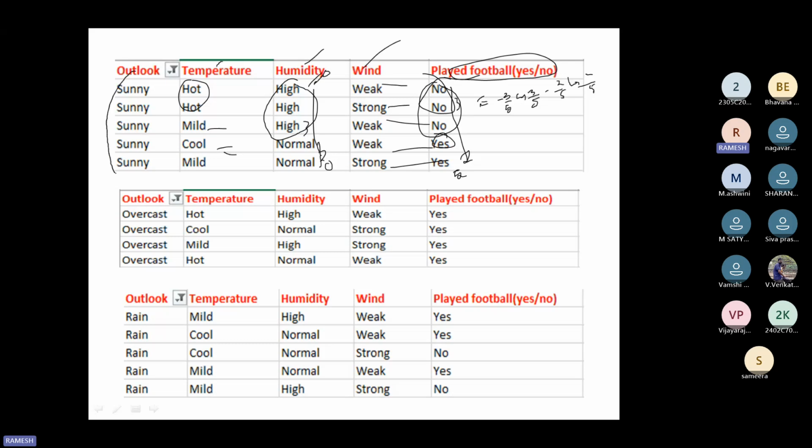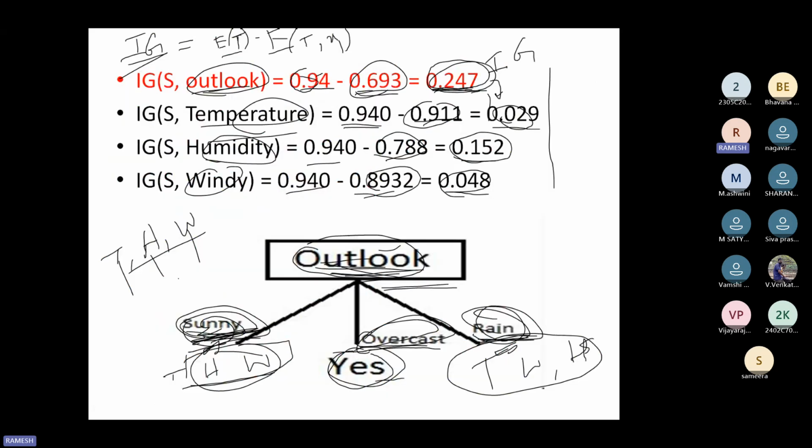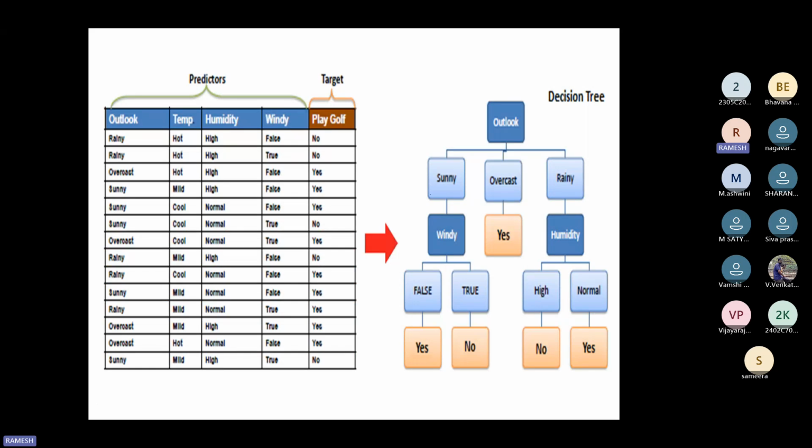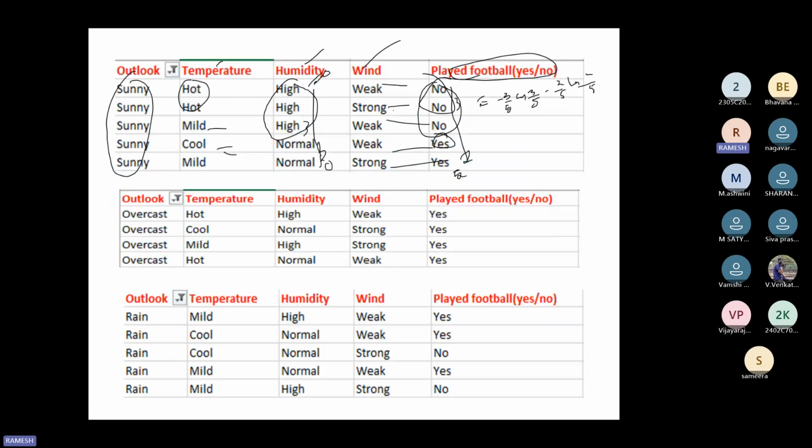For the sunny attribute, when it is sunny we should check wind, which means this one will get the highest information gain. Next, when it is rainy we should check the humidity. As you can clearly observe here, for wind the purity level is very low and impurity is high. Weak, two values are there, strong, two values are there.